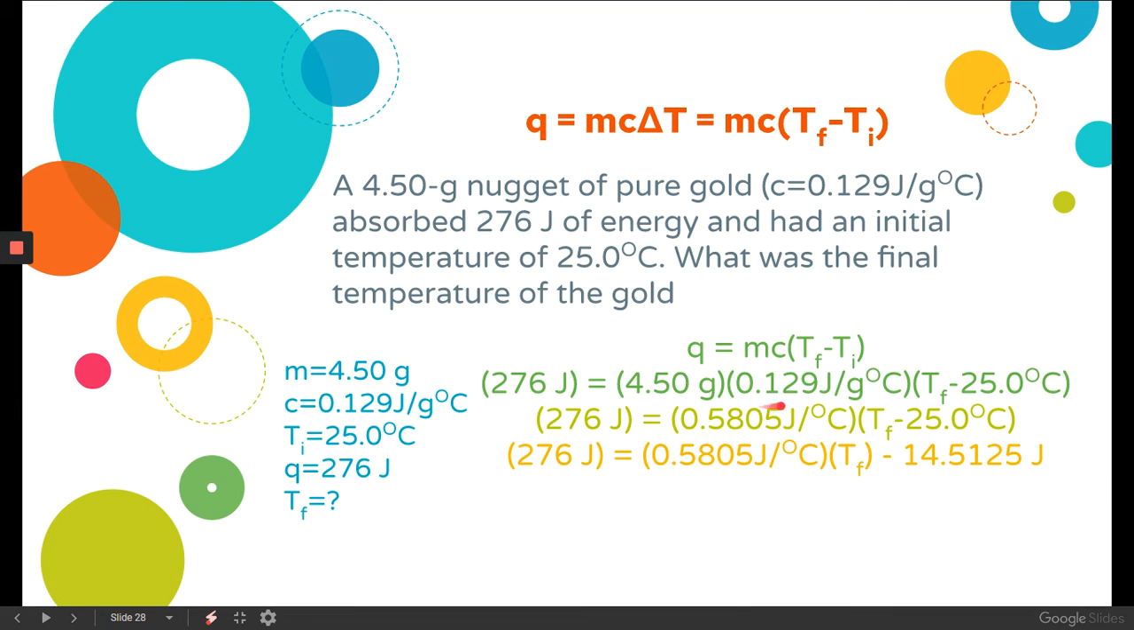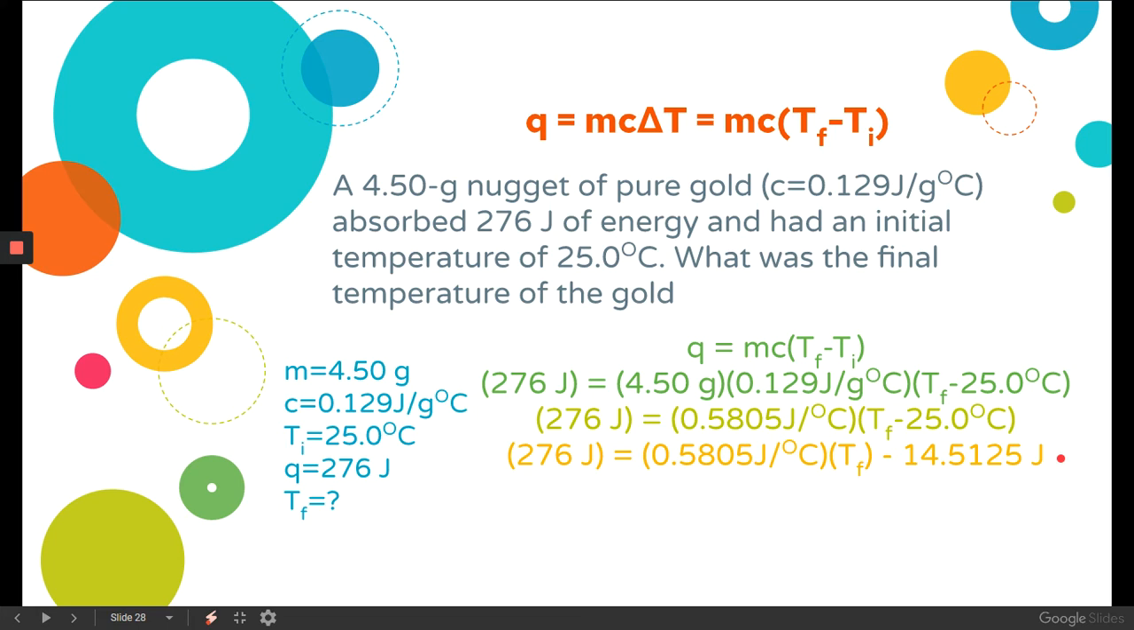I went ahead and I distributed this 0.5805 that I got from simplifying these two numbers. So I have this times that. This was a subtract, so I have to make sure I keep that consistent. And then I took this number times that number. This is the product here. Joules are going to remain, but degrees Celsius are going to cancel out.